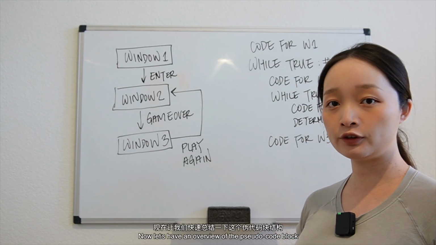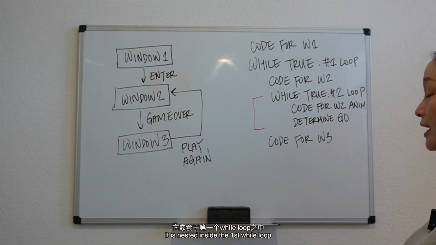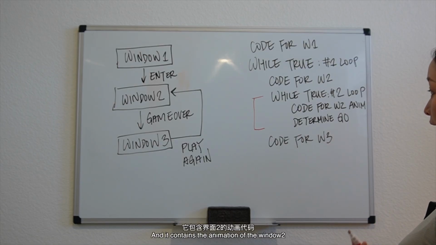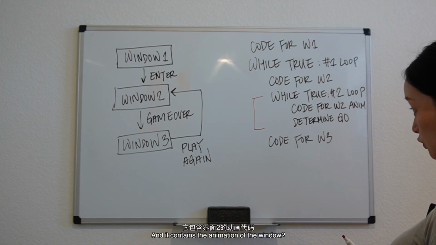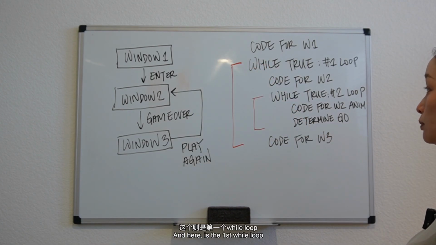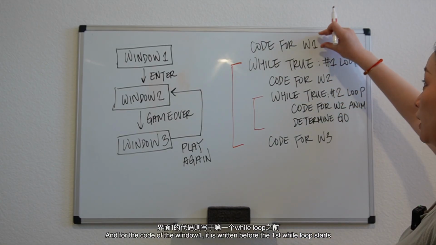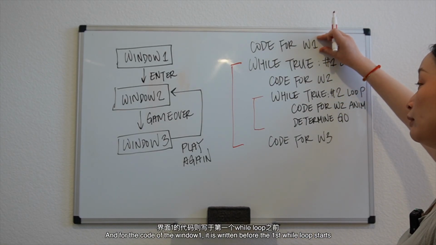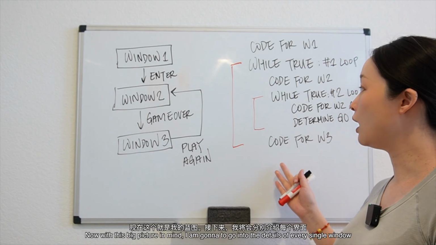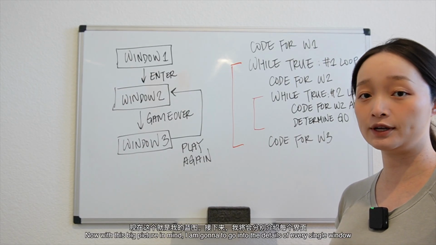Now let's have an overview of the pseudocode block. This is the second while loop. It is nested inside the first while loop. And it contains the animation of window 2 as well as the condition that determines whether the game is over or not. And here is the first while loop. It contains all the information for window 2 and window 3. And the code for window 1 is written before the first while loop starts. Now with this big picture in mind, I'm going to go into the detail of every single window.